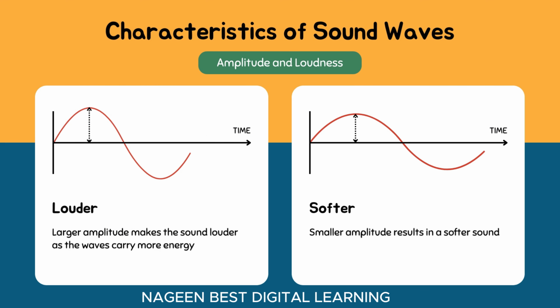Louder. Larger amplitude makes the sound louder as the waves carry more energy. Softer. Smaller amplitude results in a softer sound.